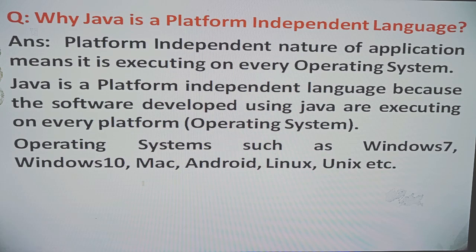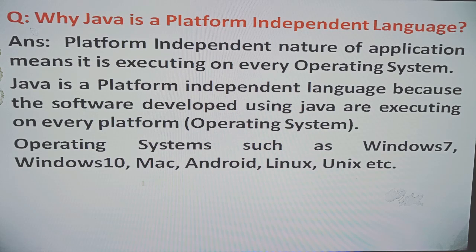Here are examples of operating systems: Windows 7, Windows 10, Windows 8, Mac, Android, Linux, Unix, etc. So the platform independent nature of Java means whatever software you develop using Java, all the software are able to execute on every operating system.